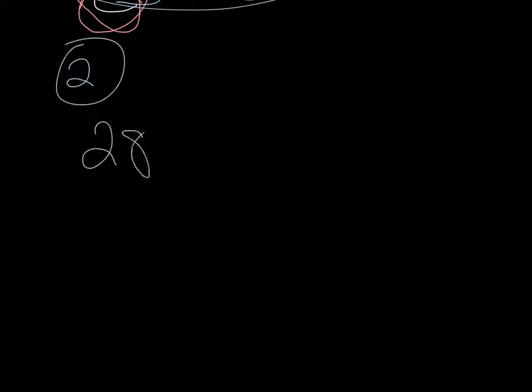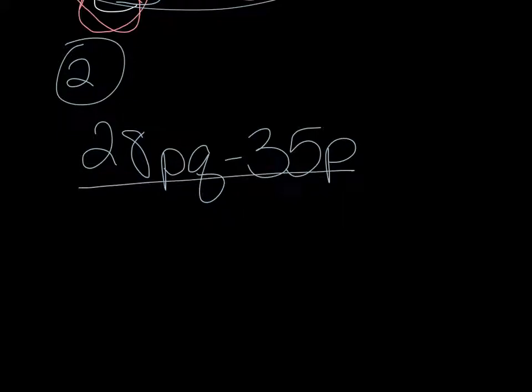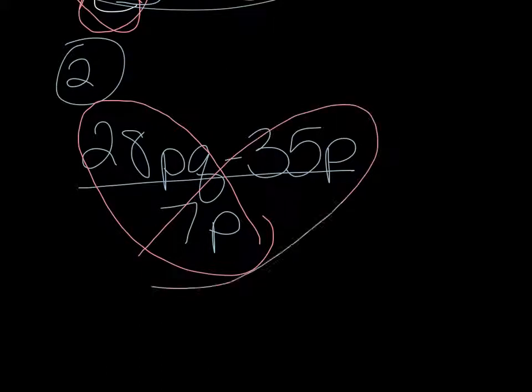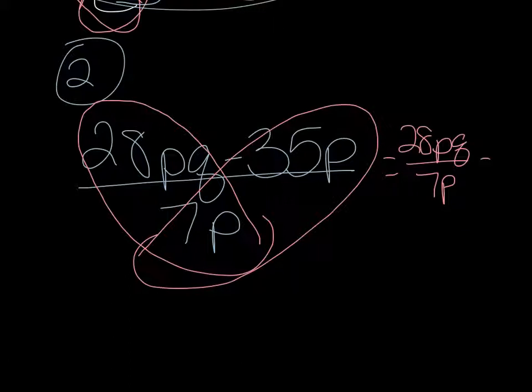Let's try 28PQ minus 35P, and we're going to divide it by 7P. Okay, so we're going to use our butterfly rule. I have to take each piece in my numerator and divide it by my denominator. So that means I need to take 28PQ divided by 7P. Since I'm subtracting in my numerator, I'm going to subtract my fractions. And I'm going to subtract 35P by 7P.